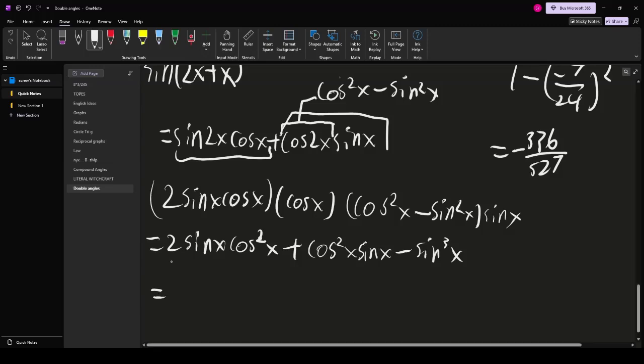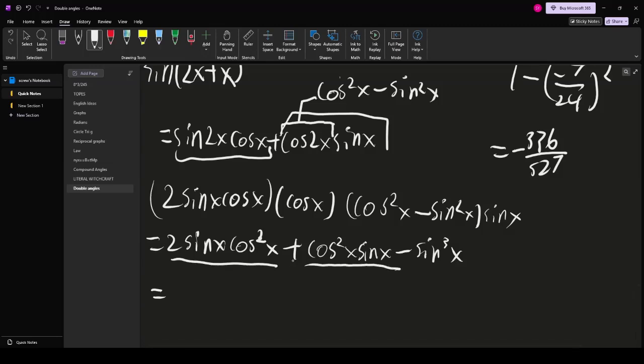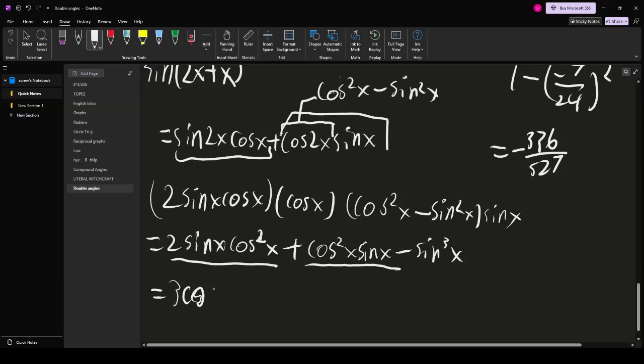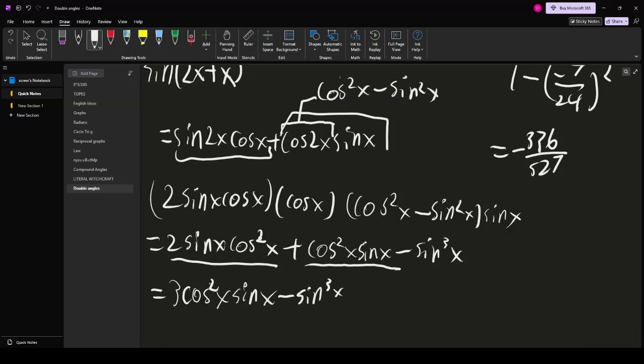And then you can combine these like terms into 3 cos, oh my goodness, what was I doing here? I'm so sorry. I am a little tired right now. It's a little late. That's why I'm fumbling over my words very unprofessionally, but forgive me. But yeah, that's it.